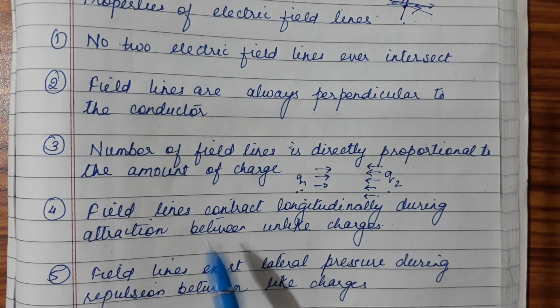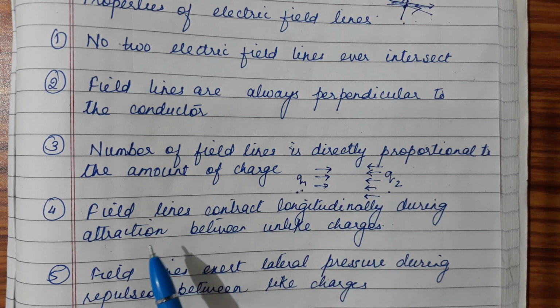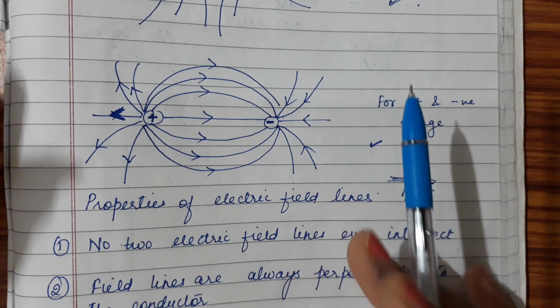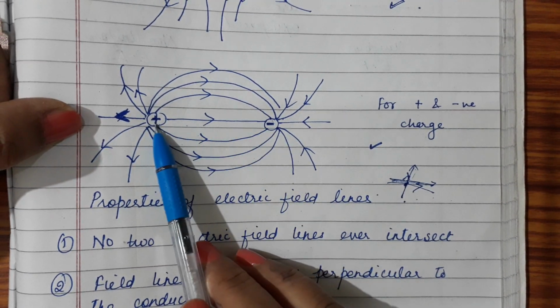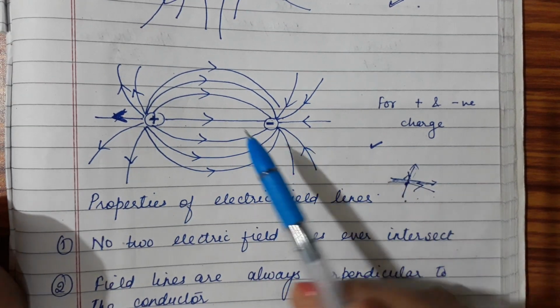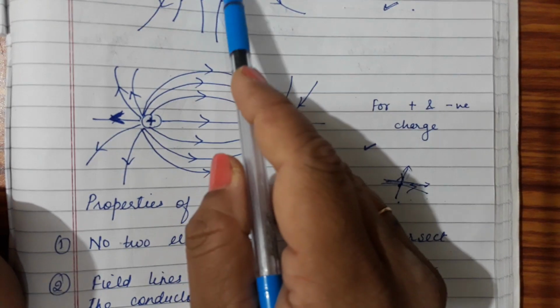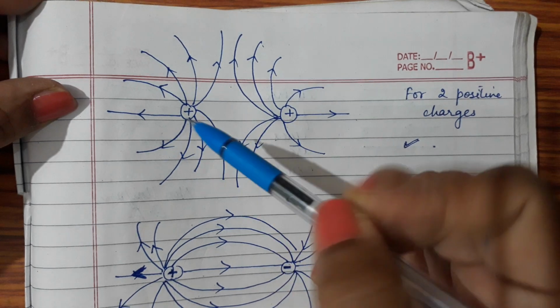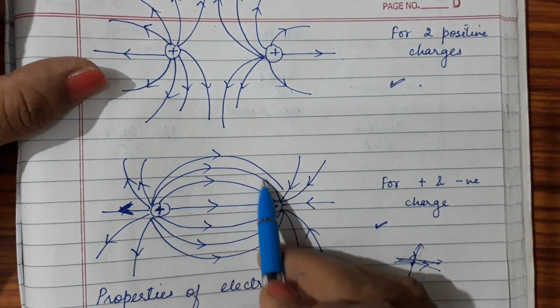Next, field lines contract longitudinally during attraction between unlike charges. Here you can see positive and negative charges attract each other, and you can also see that the field lines are contracting. They are not spreading out, just like in this example. Here you can see they are spreading out. Here they are contracting or converging.